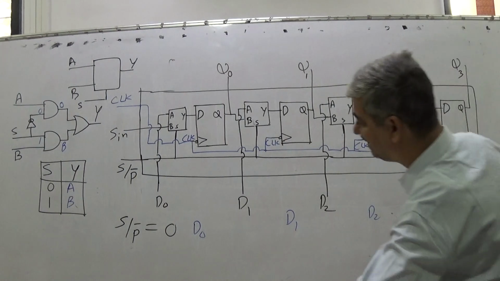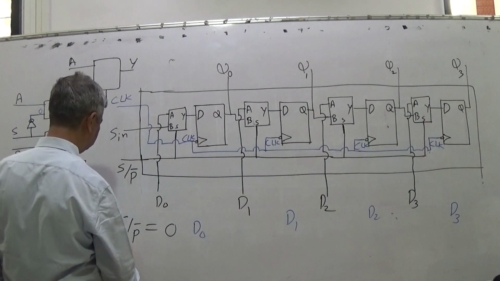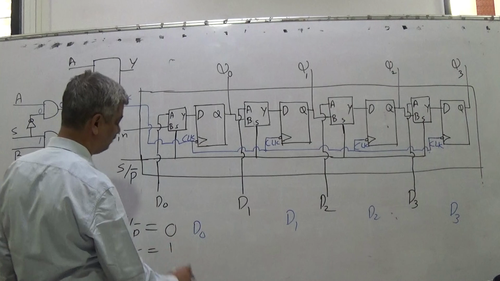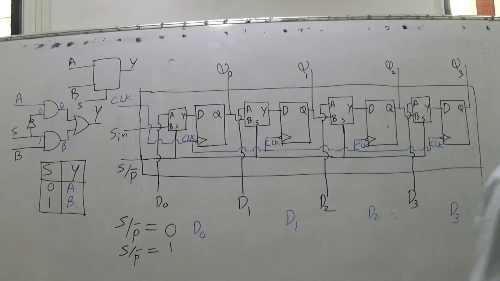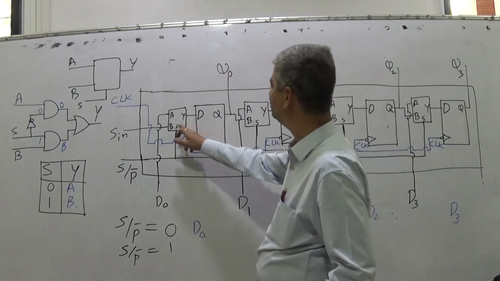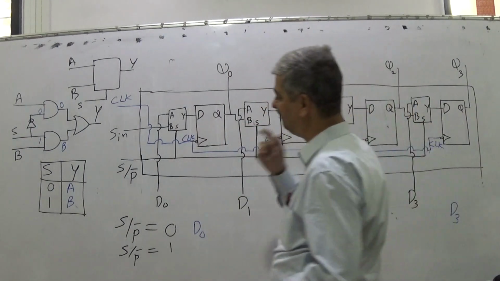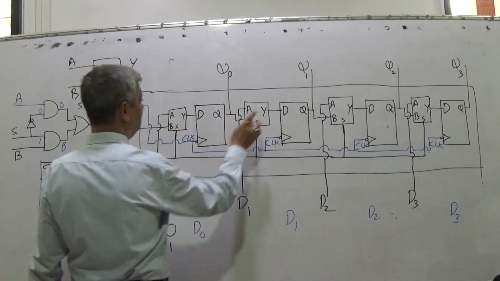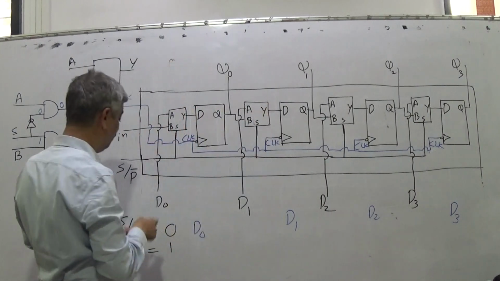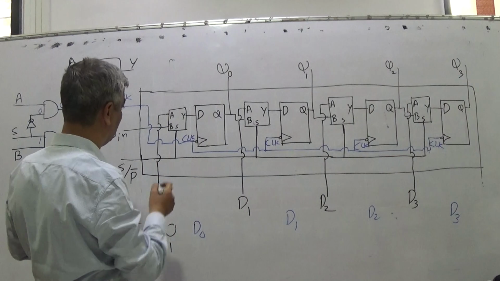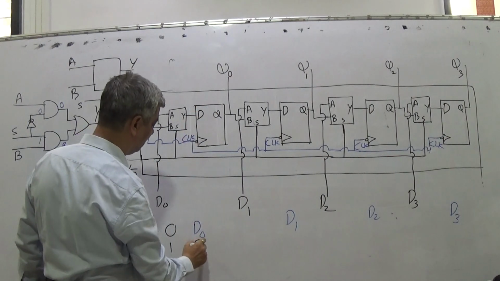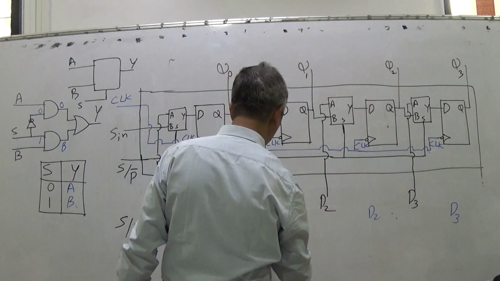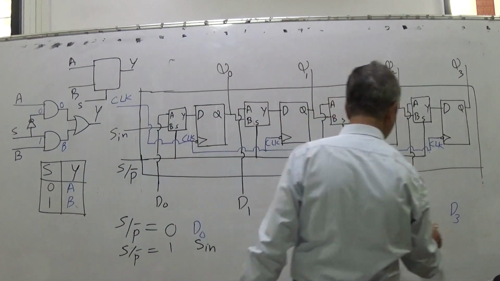And when S/P bar is 1, what is going to happen? The pin S/P bar is connected commonly to pins S of these select blocks. So when S/P bar is 1, this Y will be this B. What is this? Sin. This Y will be this B. What is this? Q0. So when S/P bar is 1, inputs to these 4 flip-flops would be Sin, Q0, Q1 and Q2.